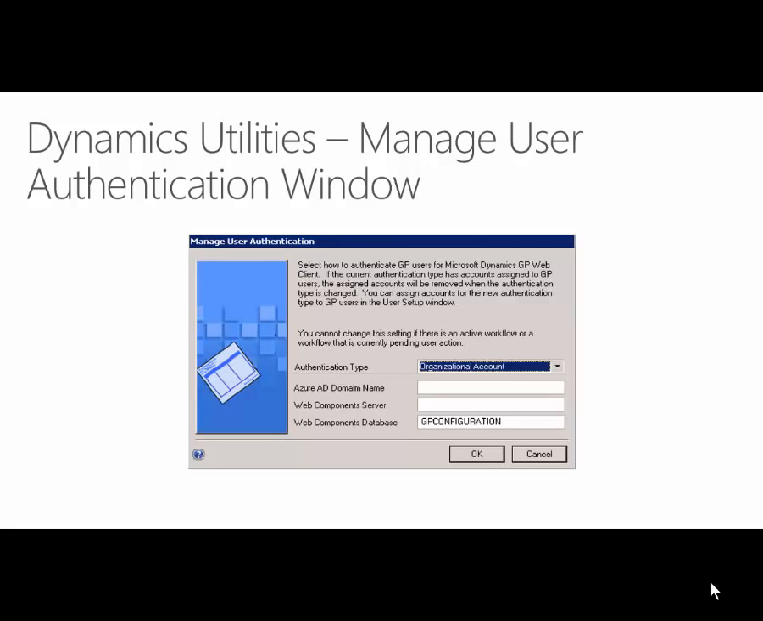So once again, in my example, it was fabricam2015.onmicrosoft.com. It's going to want the web component server, which is the SQL Server name with instance that holds our GP configuration database, our web components database. And then our web components database, which the default is GP configuration, but could be named whatever you chose to name it during the installation of web client. All right, so that's really the only change in Utilities.